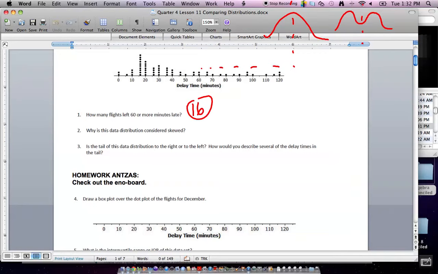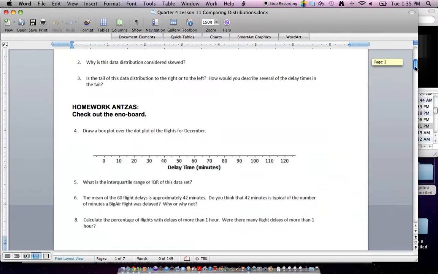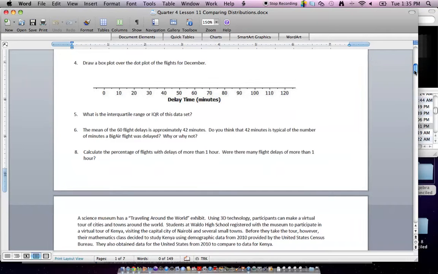Okay, so this data stuff to me is not difficult. It's almost like sitting in social studies class and just looking at DBQs. And these are, in my mind, kind of a mathematical DBQ. You look at the information and you try to draw conclusions.